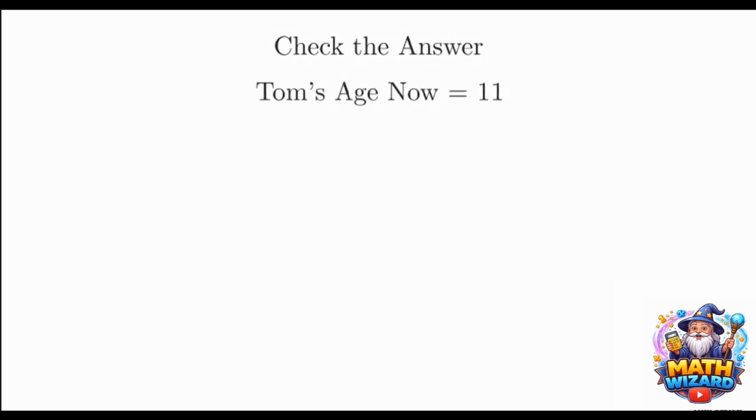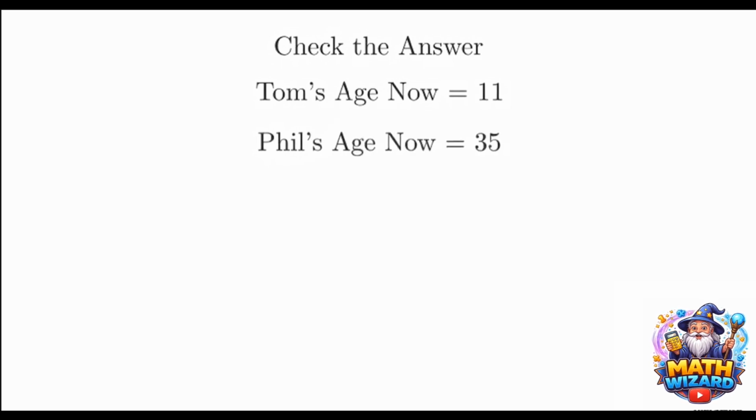We found that t equals 11, but we should always double-check our work. Let's make sure this answer makes sense in the original problem. Let's check our answer. The problem asks for Tom's age now, which we found to be 11, so let's write that down. Tom's age now is 11. The other fact we know is Phil's age. Phil's age now is 35. This is given in the problem.